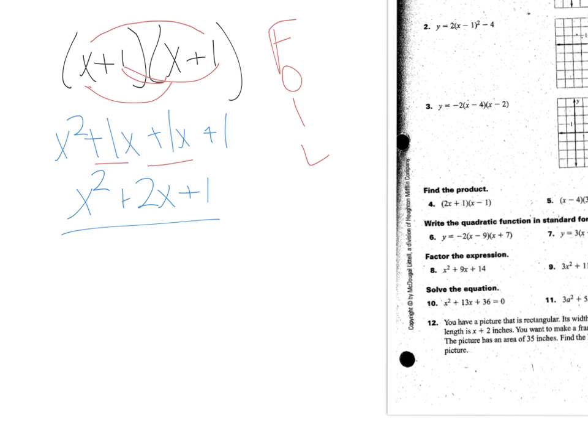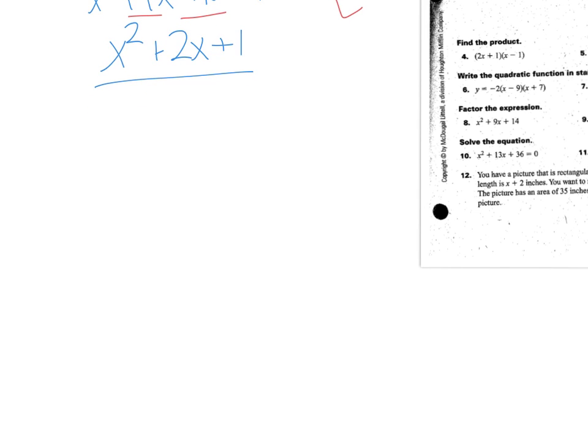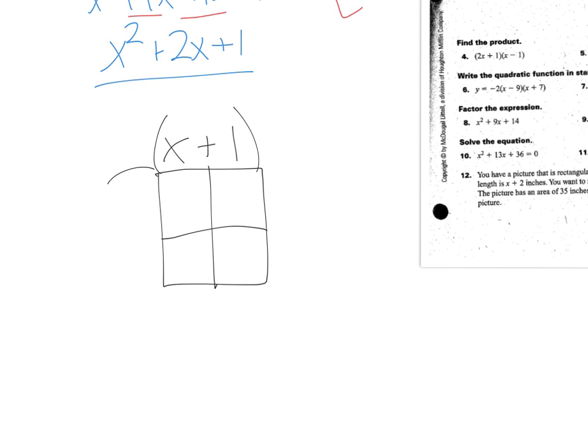Or you could use a box method that I like. I'll take the same problem and do it this way. You put x plus 1 up here times x plus 1 down here, and then you multiply across and down. For example, x times x is x squared. Now 1 times x right here gives me 1x.